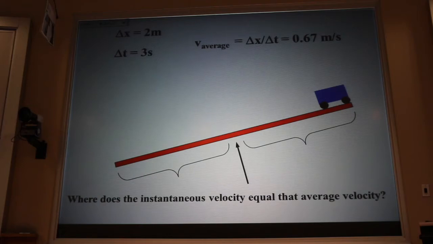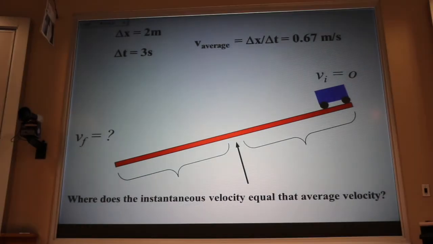But some of you are scratching your head and saying, why? Well, let's see if we can understand. If I start with 0 velocity, and I have to have an average for the whole trip of 0.67 meters per second, it's got to be exactly twice the average.